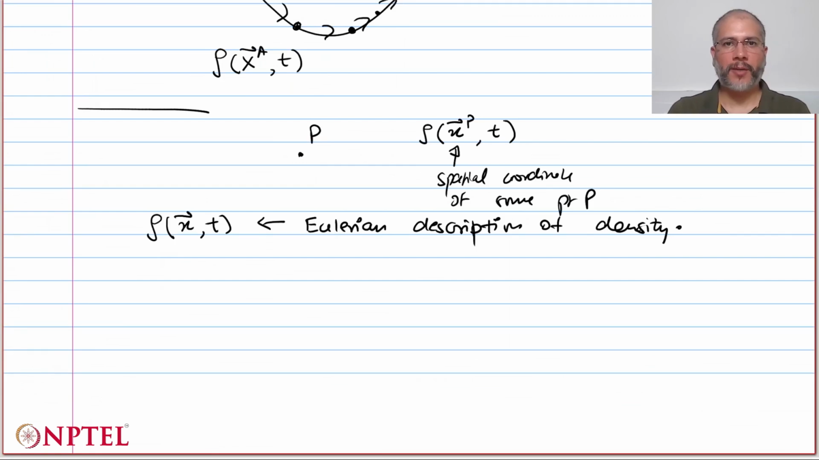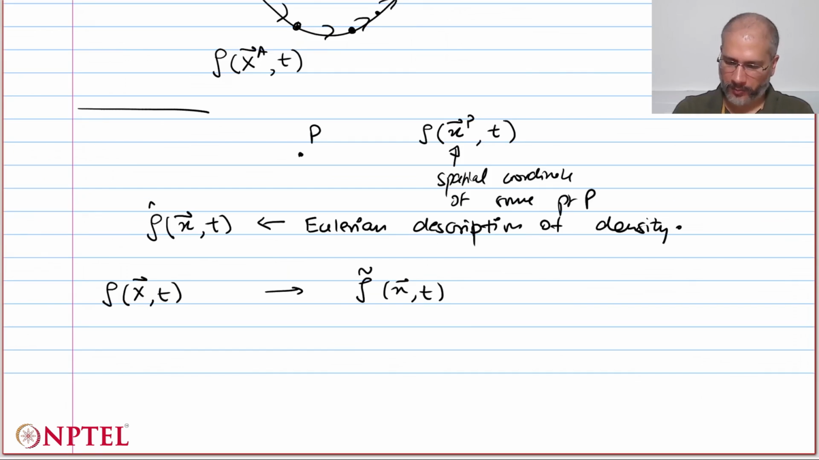And given one, we can find the other. That is, if you know the density as a function of capital X and t, and you are interested to find the density as a function of small x and t. Now remember, these are different functions, by the way. So it's better that we use a tilde, let's say, to denote this function, because mathematically when you find the function, they are different. But for general discussion, we tend to write rho as a function of small x and t, and that will come out to be a different function.